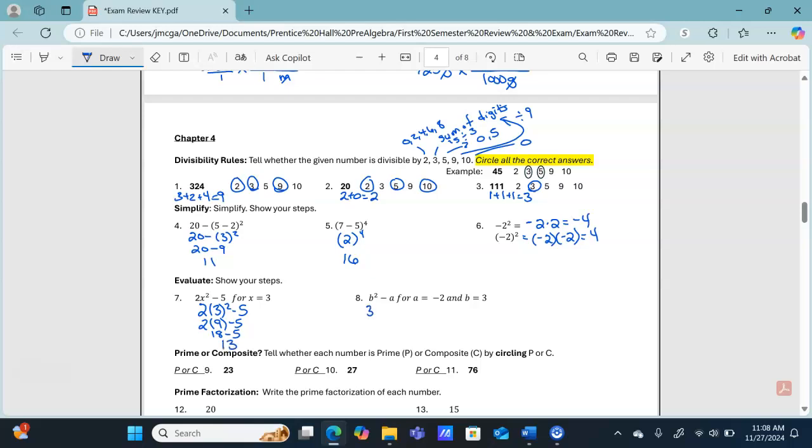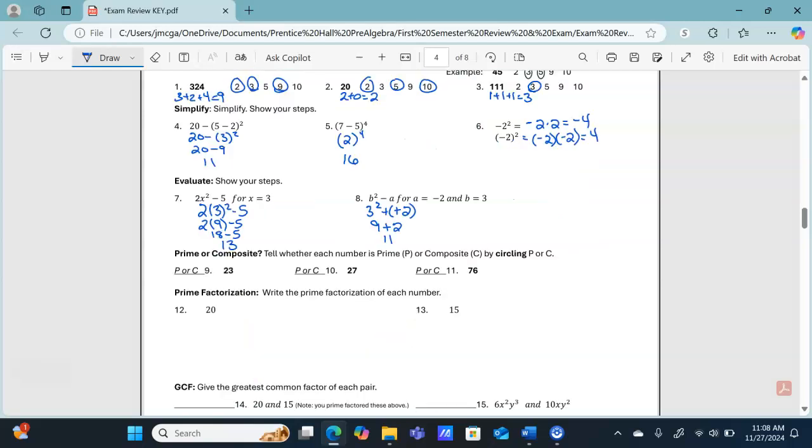B squared, 3 squared, minus a negative 2. Replacing the a with negative 2. That's going to go ahead and become positive. 3 squared is 9, plus 2 would be 11.